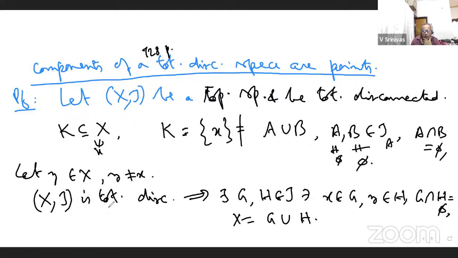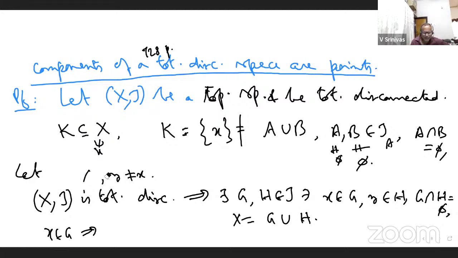Right? Now, can this be? Now x belongs to G. Or let me put it like this. Let me take this y from a superset of singleton x. And for that, let me take such a y.